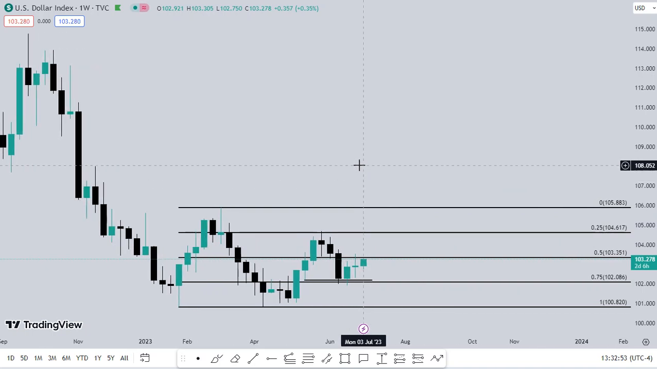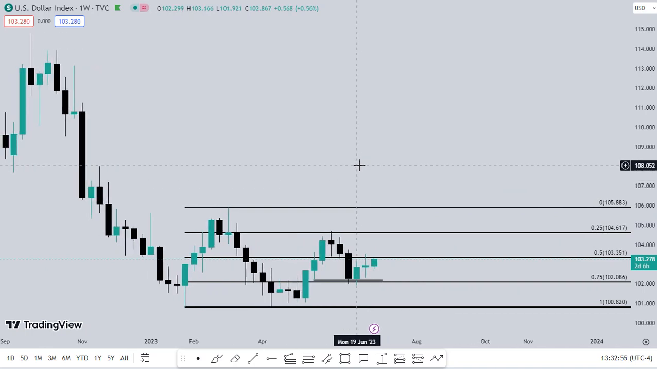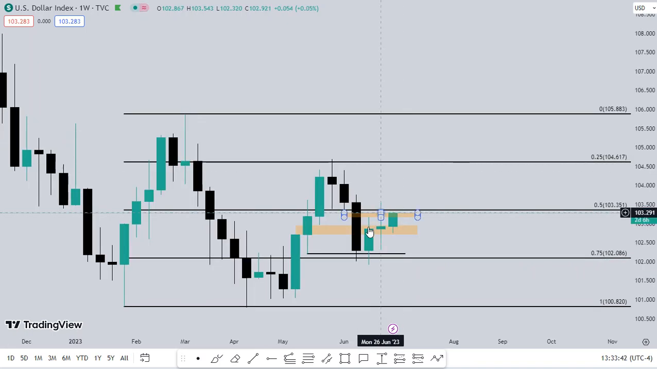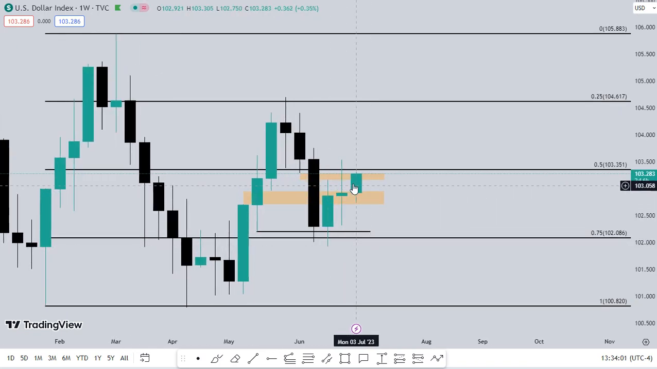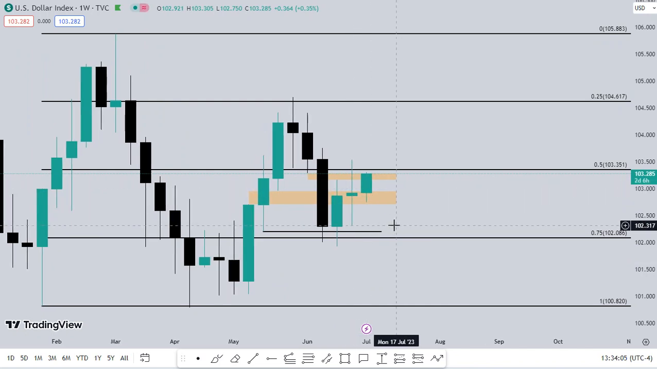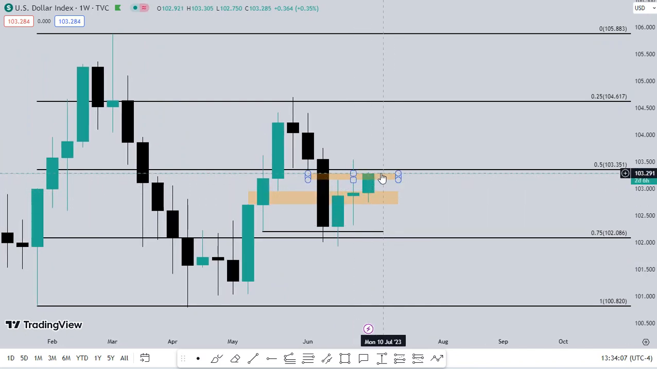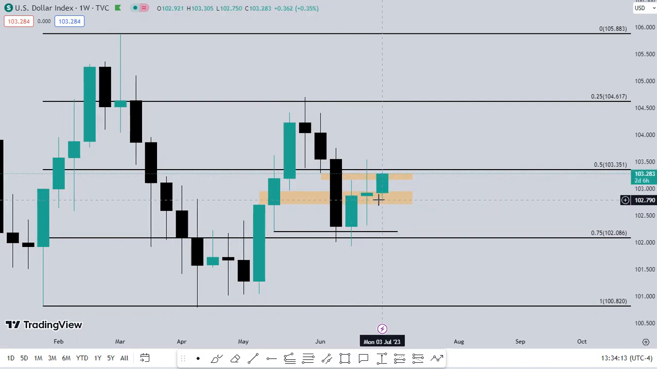Now I will mark up the fair value gaps on the weekly time frame. These are the weekly fair value gaps, this one, which is from this up move, and we can use it here as well. Beside this, we have this fair value gap from this down leg. Currently price has been ranging within these two fair value gaps, and I'm waiting for a break either to the upside or downside, and we will see which way it goes.